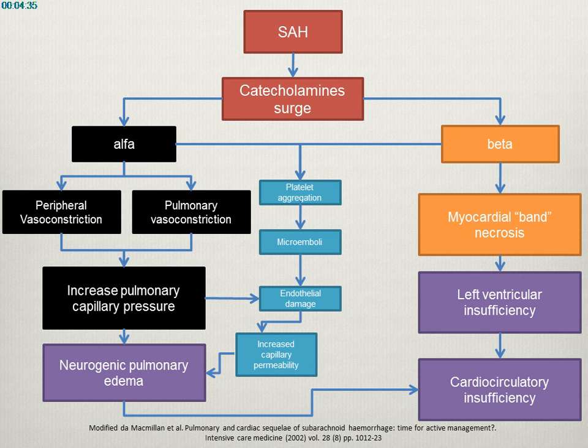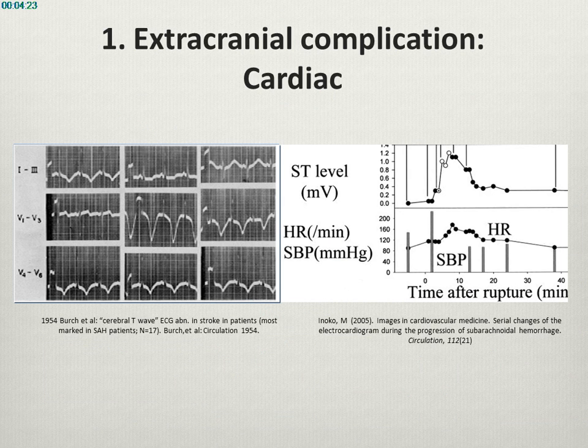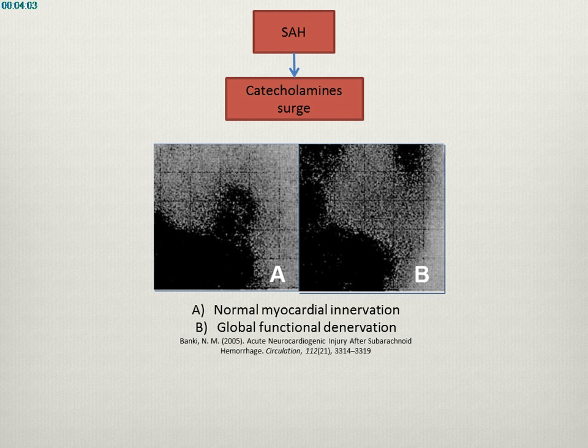And we have a beta stimulation with an increase in the contraction of the heart, and we have so-called myocardial band necrosis that could lead to cardiovascular insufficiency. Looking at the past, we know that electrocardiographic signs are frequently present, and if in a patient that bled during the hospital stay, you can see an immediate change of ST level that returns back to the baseline after hours. And if we look at the receptors of the heart for catecholamines, you will see that they are lost after this storm because the concentration of adrenaline and noradrenaline is too high.